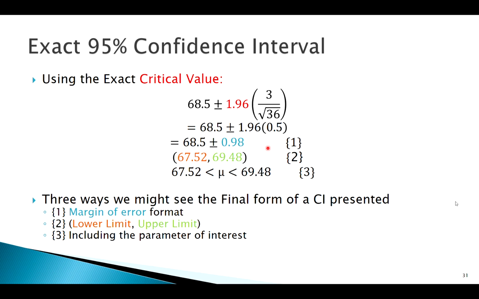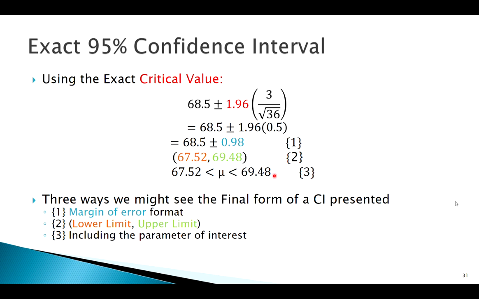Now when you see confidence intervals in practice, I've got 3 different ways that they're oftentimes presented here. Sometimes your confidence interval is just presented like this, your point estimate plus or minus the margin of error. Simple, quick, easy way of presenting a confidence interval. Sometimes it's presented like this, your lower limit and your upper limit. The lower limit is the point estimate minus the margin of error. Your upper limit is the point estimate plus your margin of error.